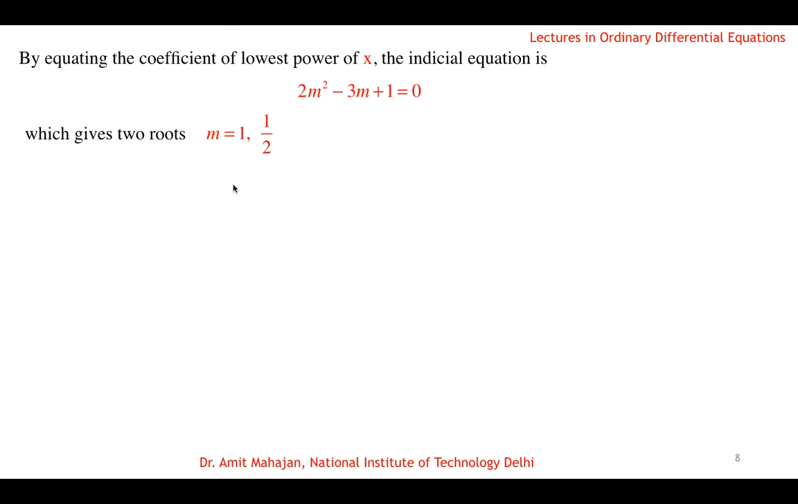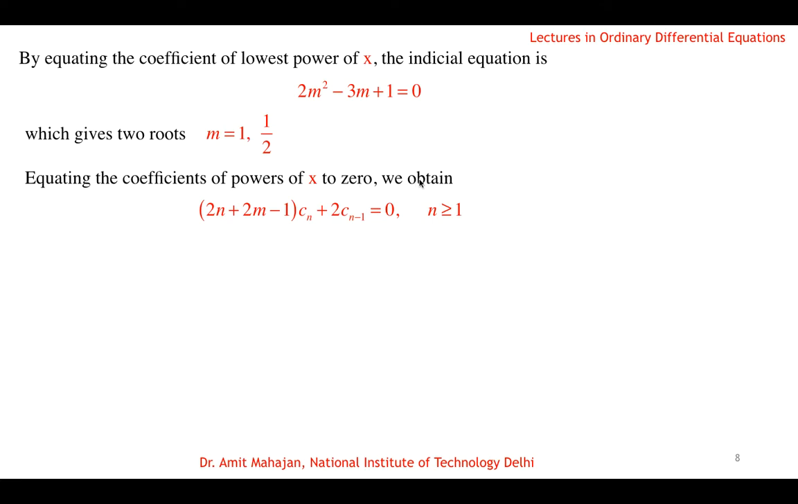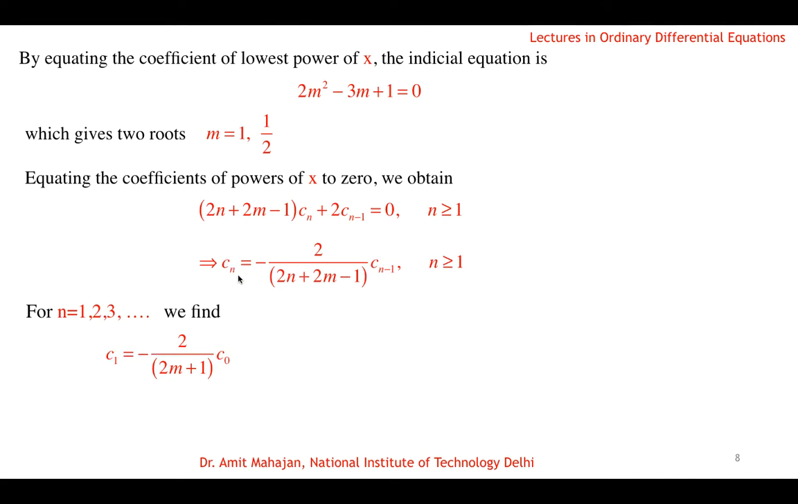So now we need to calculate all the constants, and for that we set all the coefficients of x to 0. So that means this 2n plus 2m minus 1 cn plus 2 cn minus 1 equal to 0. This is the coefficient inside the summation, because the series was starting from n equal to 1 to infinity, so this is true for all n greater than or equal to 1. So from here we can calculate cn in terms of cn minus 1, okay. And then we can plug n value 1, n value 2, n value 3 to calculate c1, c2, c3 and so on, okay. So if we put n value 1 here, then c1 is calculated as this.